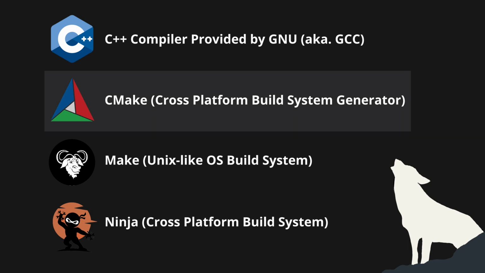CMake is a build system generator. So, what is a build system generator? Think of CMake as a project manager. It helps organize all your files and tells your build system how to put everything together. Simply said, CMake generates the scripts which will be used by build systems like Make or Ninja. These scripts contain information about the source files, header files, and third parties of your C++ project.